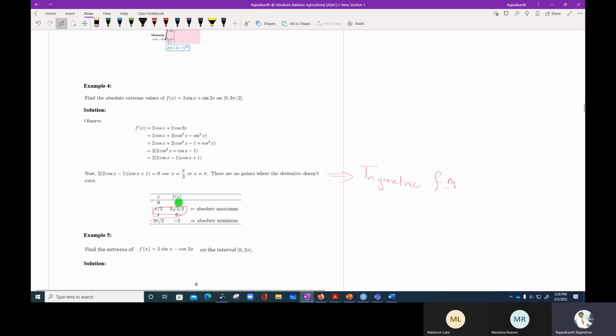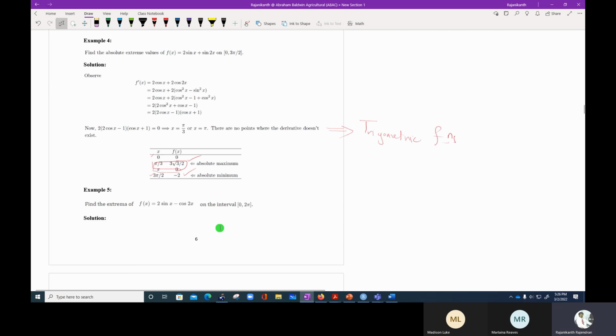Again, find the function value at these 4 points. Function value at x equals 0 is 0. Function value at pi over 3 is this value, simply plugging pi over 3 into the original function. After that, it is obvious that this is the highest value and this is the lowest value. So you will get the absolute max and absolute min.